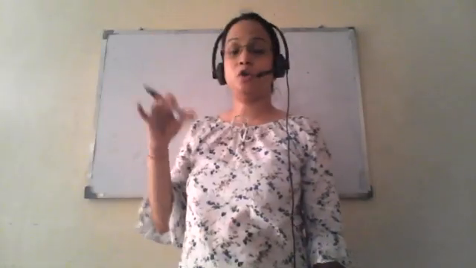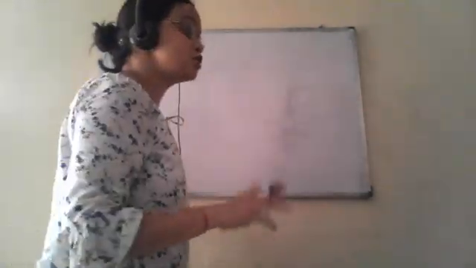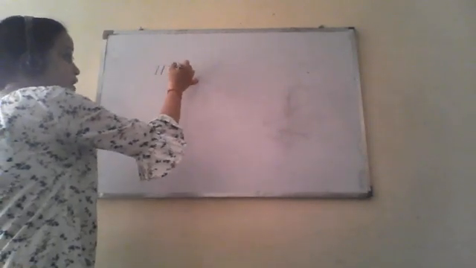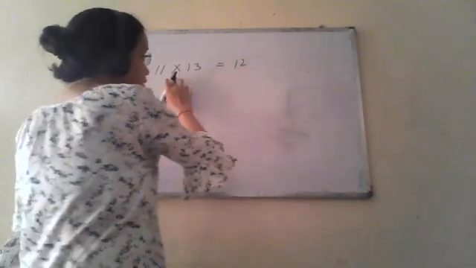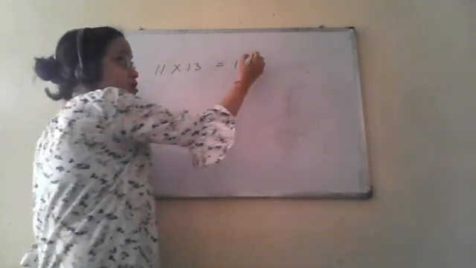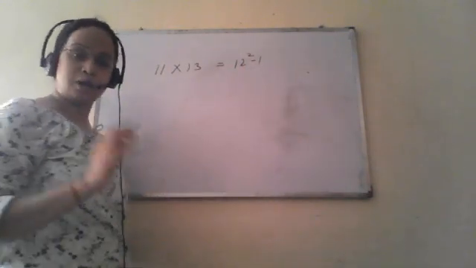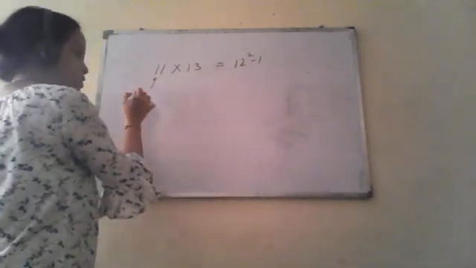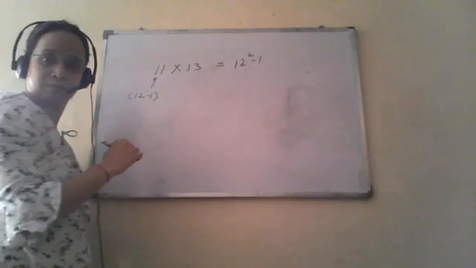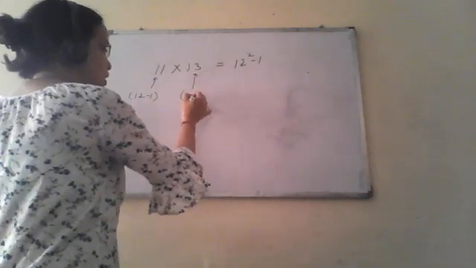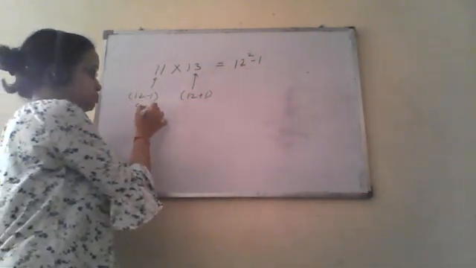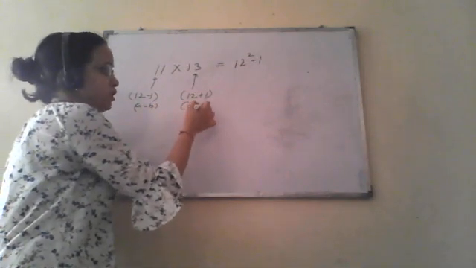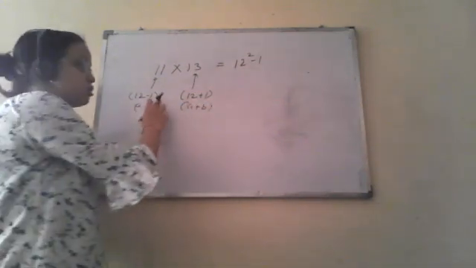Now the next property is the product of consecutive odd or even numbers. Say we have 11 and 13. It can be expressed as 12 square, the middle number between 11 and 13, minus 1. Now how does it come? This 11 can be written as 12 minus 1, and this 13 can be written as 12 plus 1. Clear? So this is a minus b, and this is a plus b, where in place of a we have 12, and in place of b we have 1.